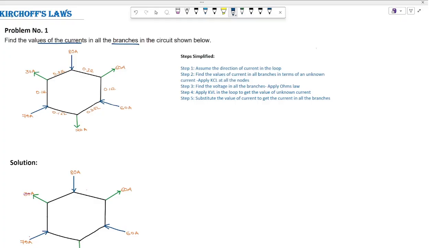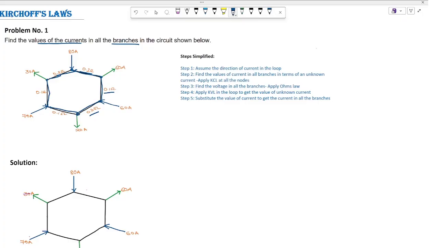Now what are the branches? This particular is a branch, this is a branch, this is a branch, this, and this. These are the branches. So we need to find out the current in all these branches, okay? And if you see here, there are some currents which are entering these nodes and some are leaving these nodes, right? And the values of the resistance of each branch are also mentioned here.